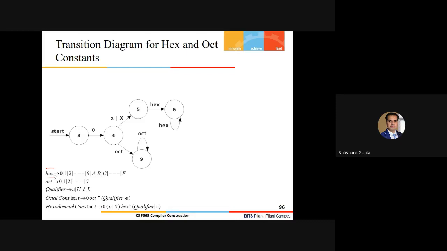Now, what should be done next? What should be the next step? Because now I have to tokenize, right? So let's talk with respect to octal constants first. What should be my next step? What should be my next transition? Come on, guys. You should not take too much time on such questions. Everything is written in front of you. The specifications are here, right?